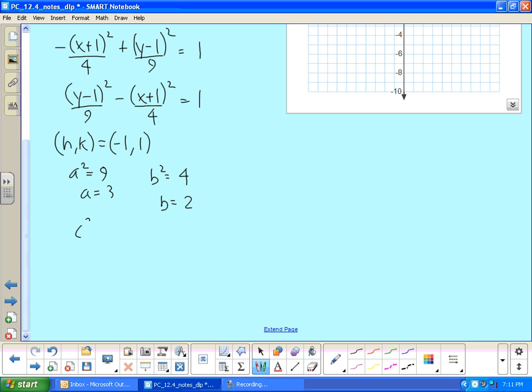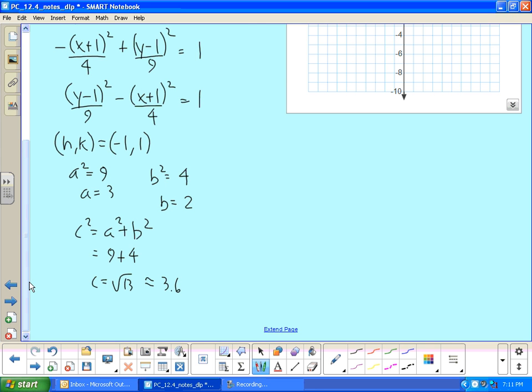We're going to have to find some foci, so now we have a hyperbola, which means we do a squared plus b squared this time. And we get 9 plus 4, so we get c is equal to the square root of 13, which is approximately equal to 3.6.